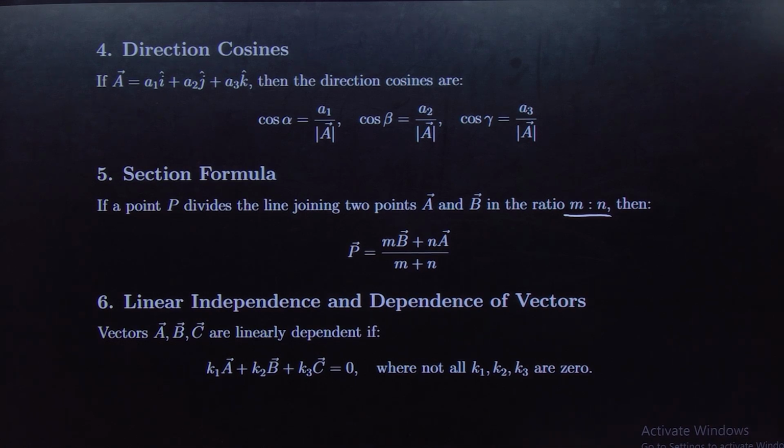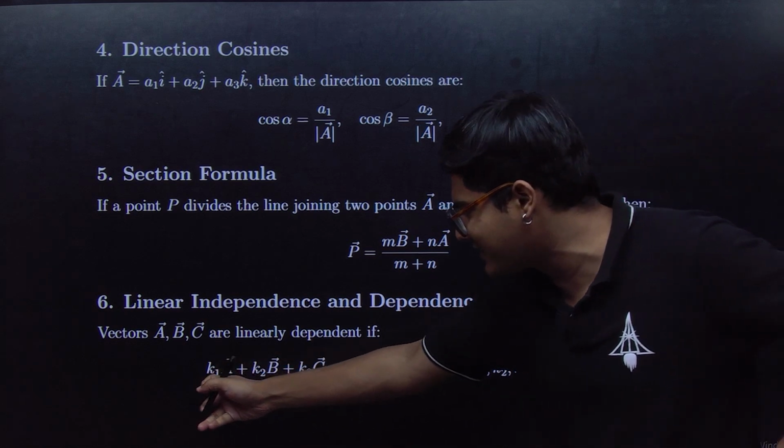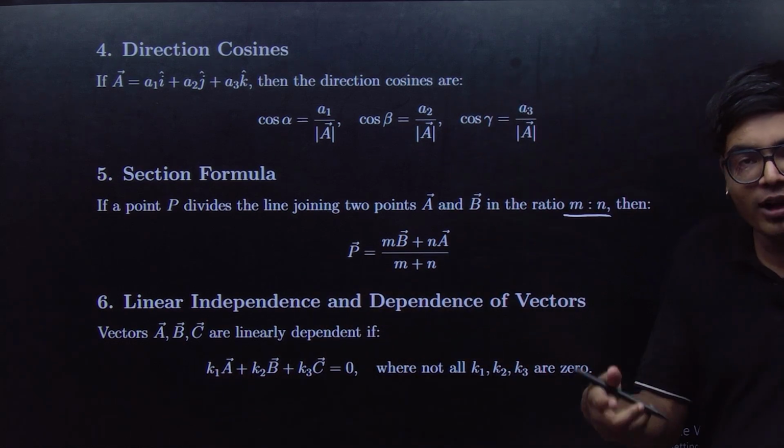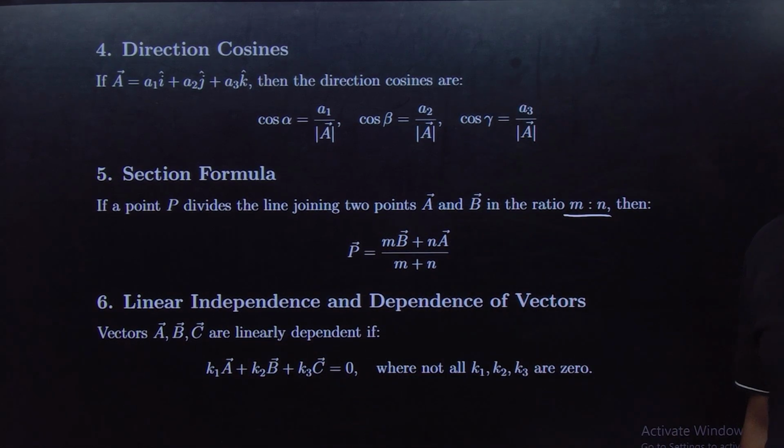Three vectors are said to be linearly dependent if you can find three scalars k1, k2, k3, not all zero, such that this linear combination is equal to 0. If you can't find any such scalars, then we'll say that the vectors are linearly independent, right?